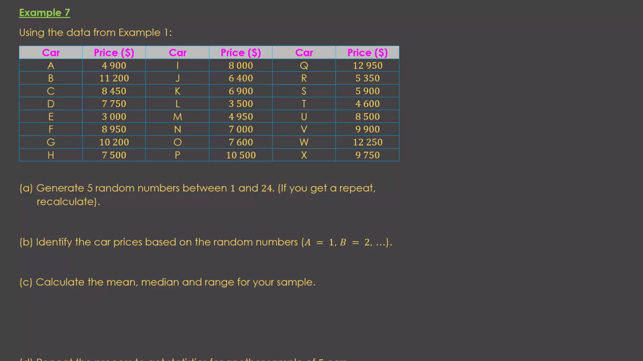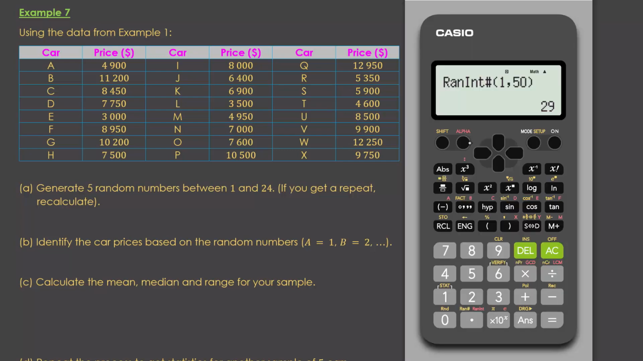Once again, we're going to use the used car data from example 1. We're going to generate 5 random numbers between 1 and 24. Remember, there were 24 cars here. So I'm going to go alpha randint 1, comma 24. And I got 6.